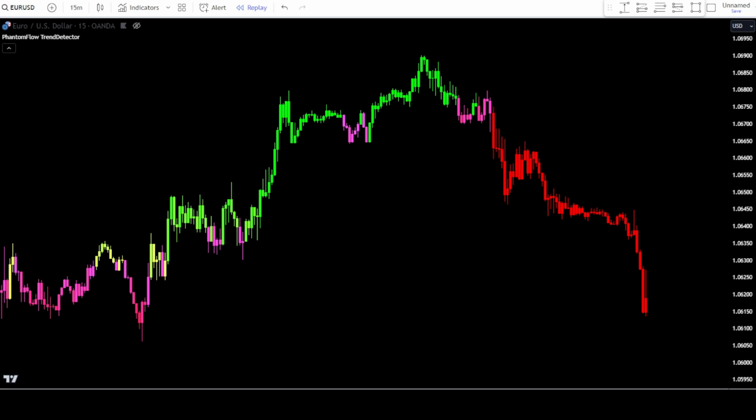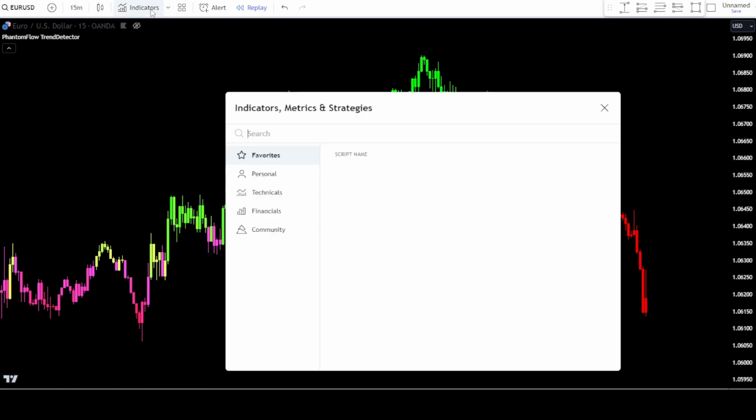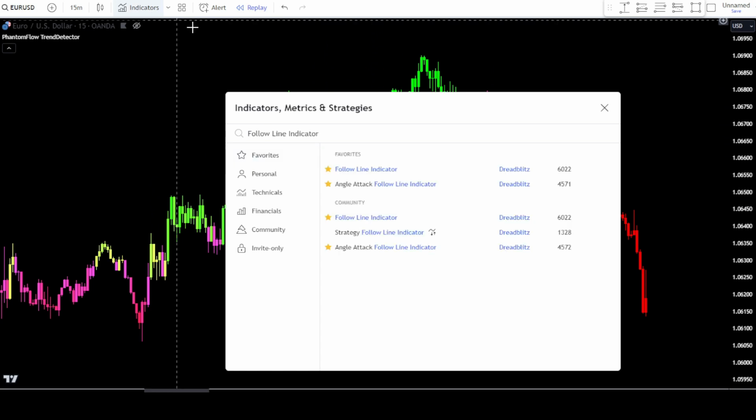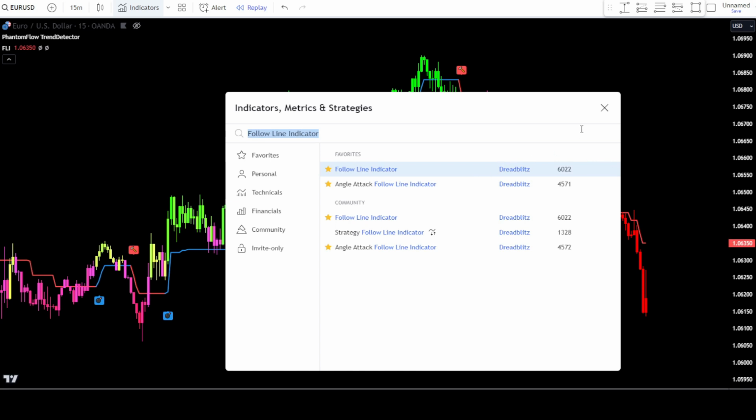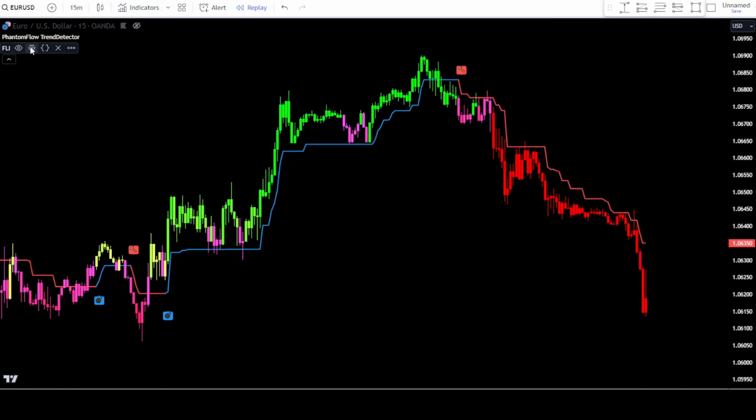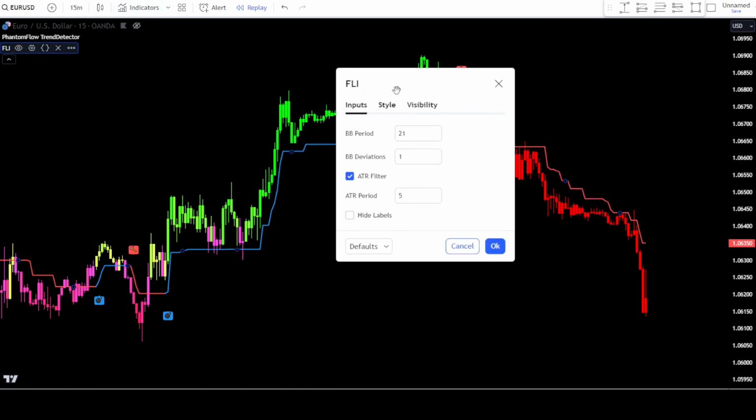Now let's add another indicator that will be used as a signal guide in the market. Go to the Indicator Search tab and type in Follow Line Indicator. Select Follow Line Indicator from DreadBlitz. Next, enter the settings for the Follow Line Indicator. There are several settings you can adjust, but for this example, we will stick to the default settings.